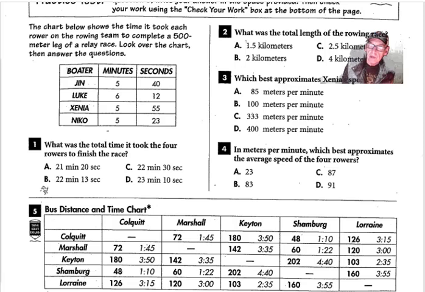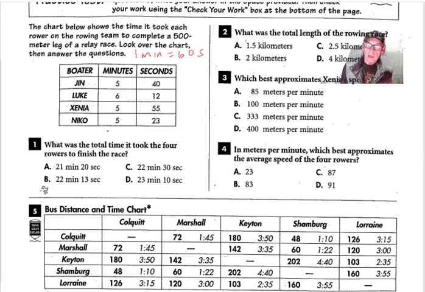Now, with minutes and seconds, we have 1 minute equals 60 seconds. So that's going to be our conversion. So we're going to do pretty much the same thing here. We're going to add the seconds up, take out multiples of 60. For each multiple of 60, we're going to add a minute. And then the odd seconds left over are going to be the remaining seconds.